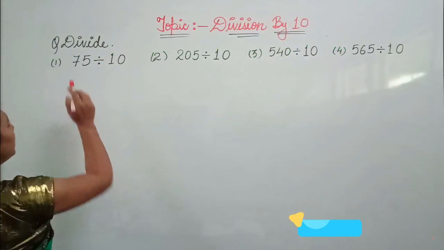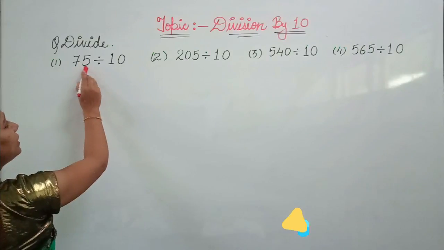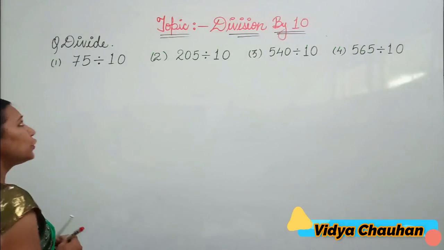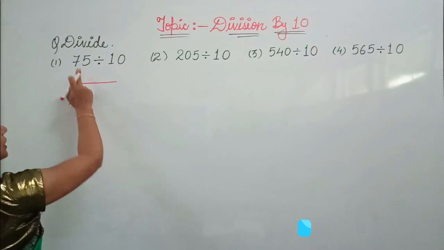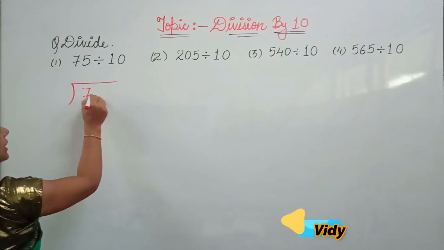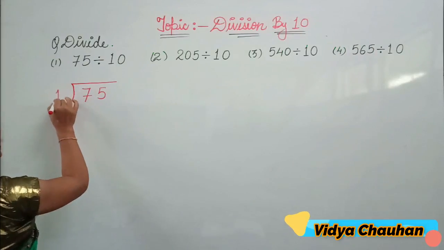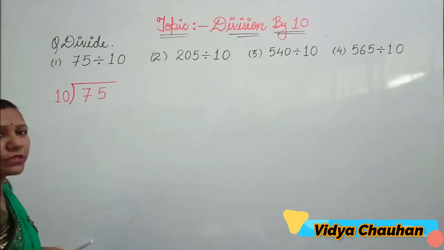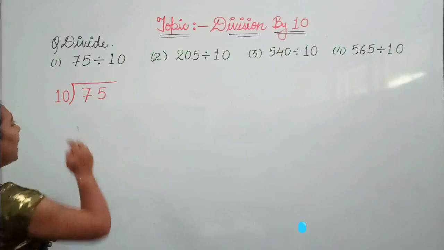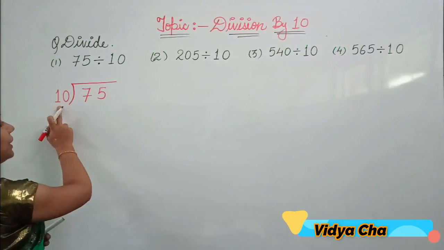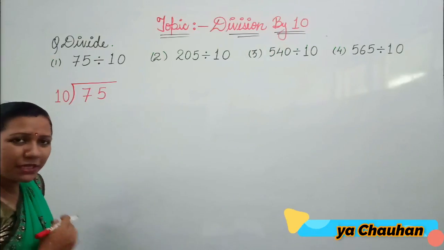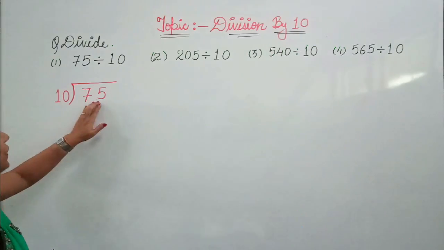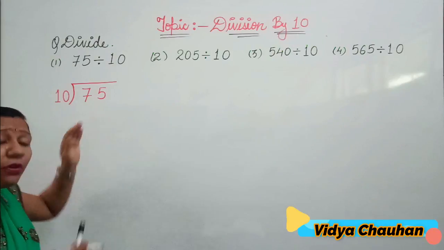Now, in the first question, we have to divide number 75 by 10. So, very first, we will make the division box. Dividend, we will write inside the box and divisor, which is 10, will be outside. Now, since we have to divide this number 75 by 10, I have to read the table of 10. So, let us read the table of 10 and we have to find out whether we get 75 or something less than 75.